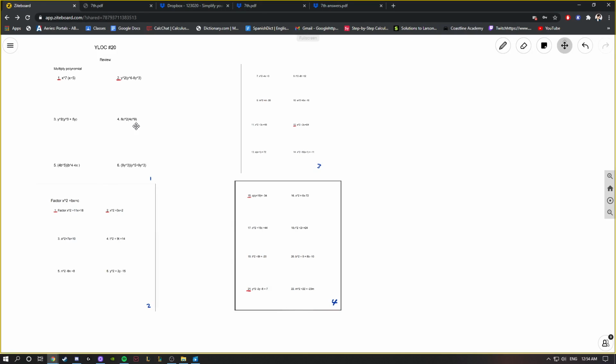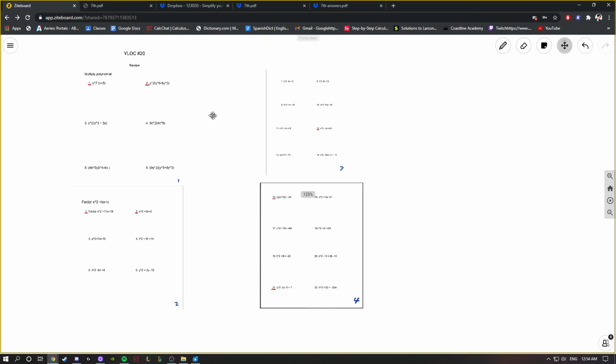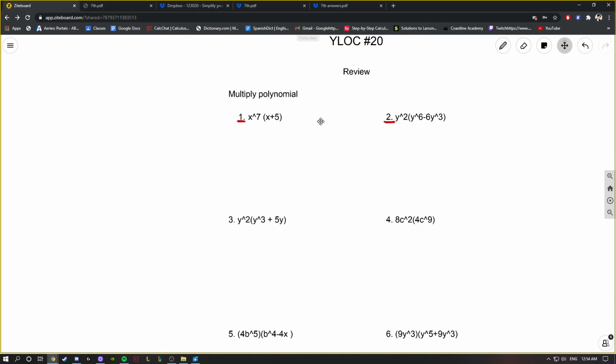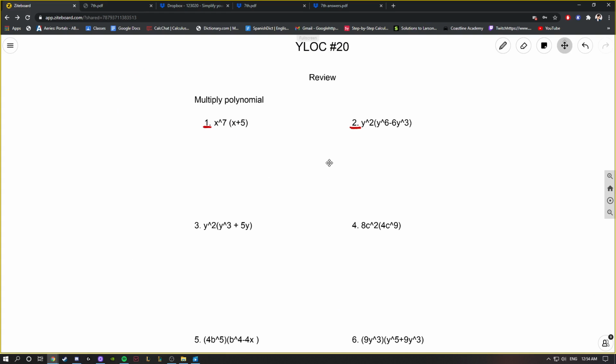I'm going to be doing the Wylock 7th grade mathematics lesson 20 worksheet. I have all 4 pages of the worksheet uploaded to this whiteboard app that I'll be using to go through the problems and walk through the steps. So, beginning with question number 1, the directions are to multiply the polynomial.